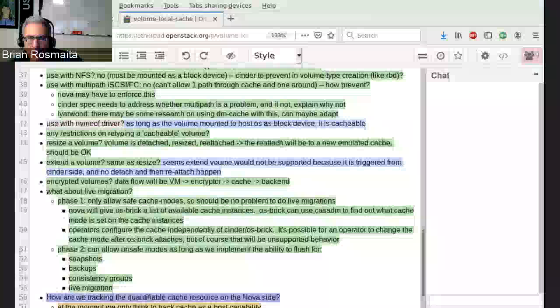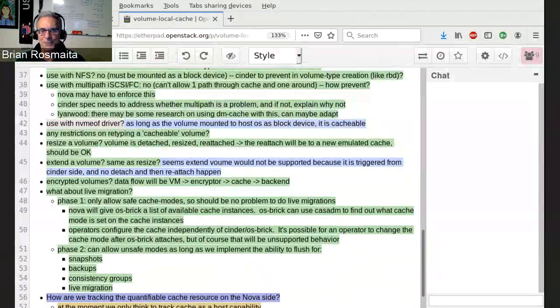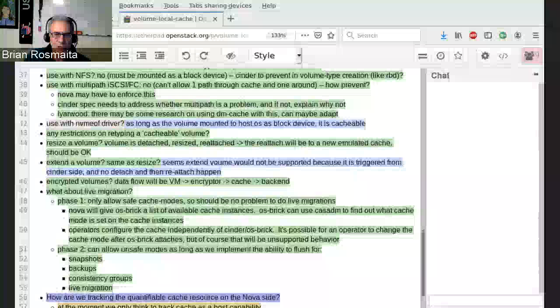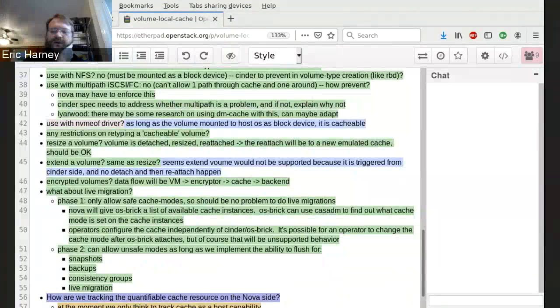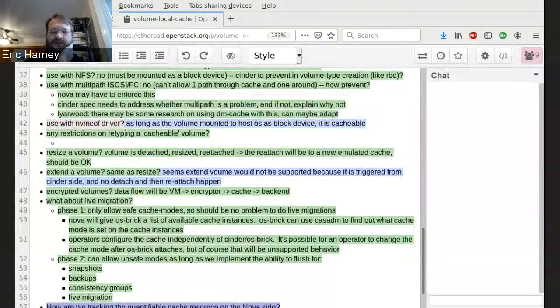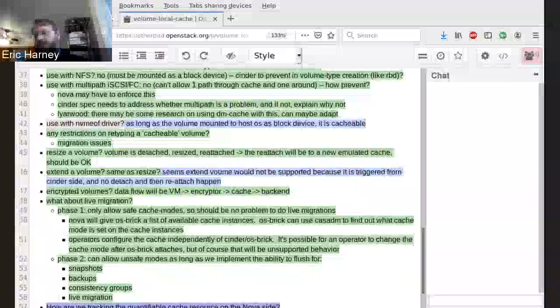Okay, and then the NVMeOF driver. Okay, so it should be cacheable if it's mounted as a block device. That'll be okay. One thing I wasn't sure about, do we have any restrictions on retyping the cacheable volume? Well, there's all the stuff about migration, but I guess we can get into that part later. Okay. As far as other retyping, not too sure.